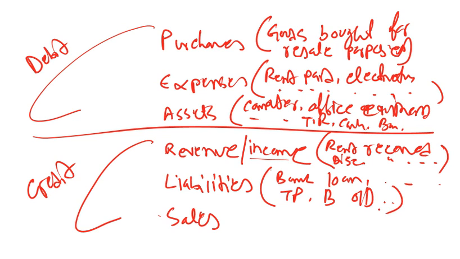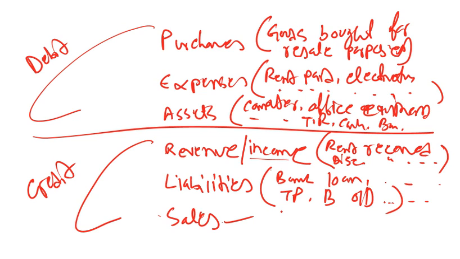These are the items you need to remember. There could be accrued expenses and prepayment of income. Sales or turnover is also your credit. Yeah, there we go. You remember these items, you remember your debit and credit.